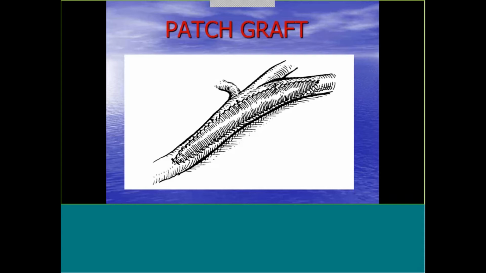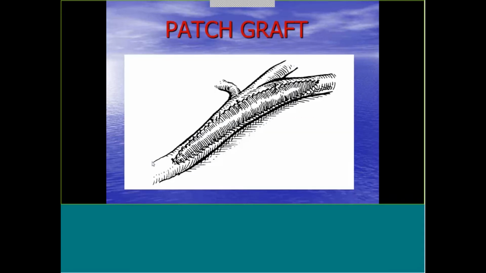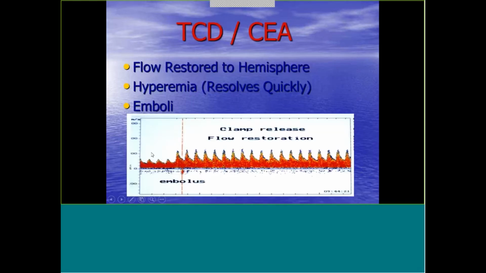All right, so this is what a normal flow restoration looks like. You unclamp, and you've got usually an embolus or two. That's kind of normal, especially if you're using a shunt. And then you get a little bit of hyperemia. It's almost like if you press on your neck while looking at your middle cerebral artery, and then you release it, you've got a little bit of high flows for a few seconds, and then it quickly resolves back down. That's called a little hyperemia, and that's normal. It resolves pretty quickly.